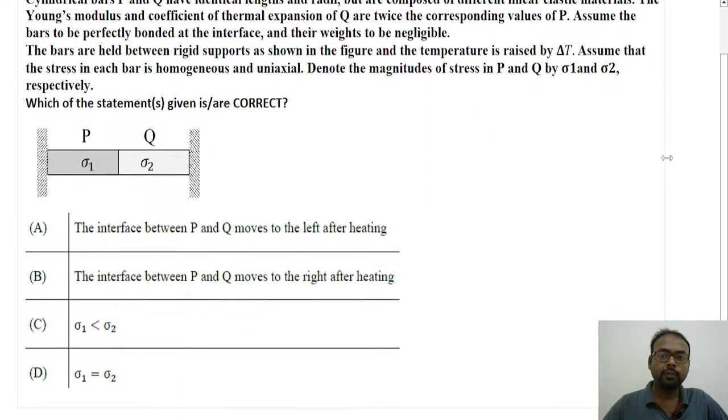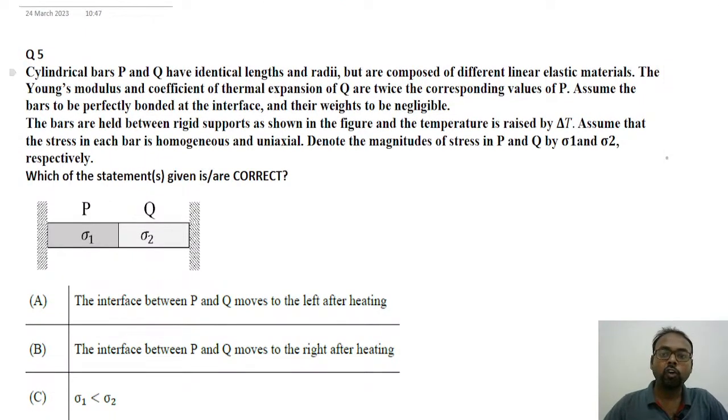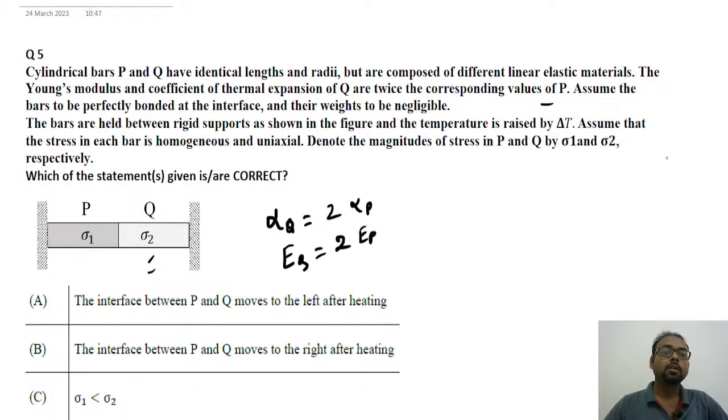In this fifth question, which is an objective type question, cylindrical bars P and Q have identical length and radii, but are composed of different linear elastic materials. The Young modulus and coefficient of thermal expansion of Q are twice the corresponding values of P. So alpha q is equal to 2 times alpha p, along with that E q is equal to 2 times E p. This is what is given.